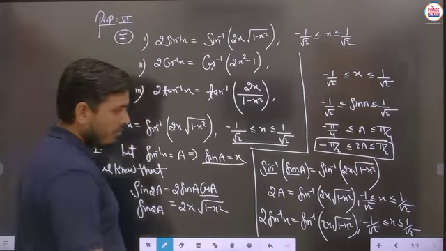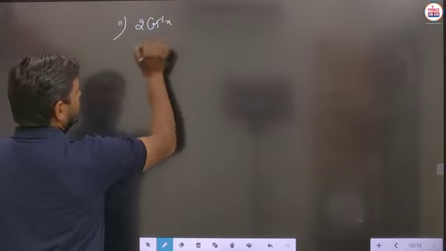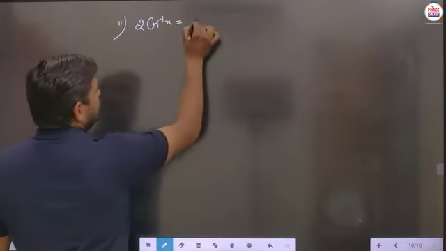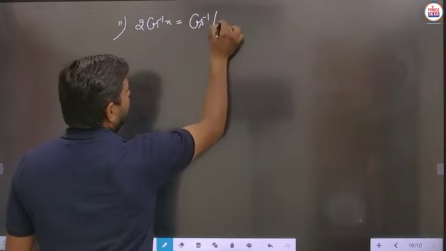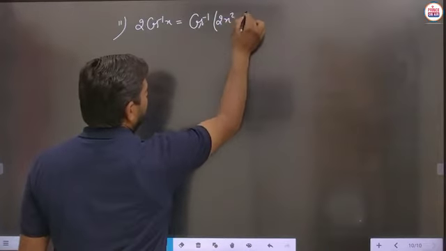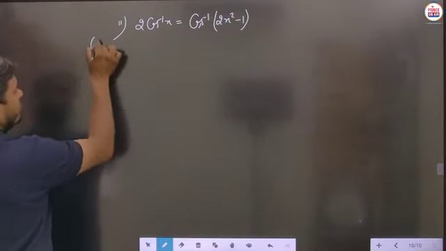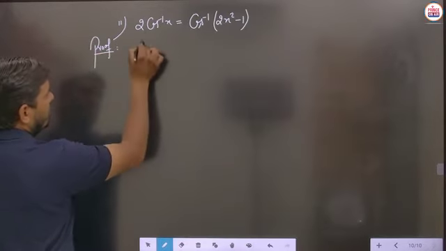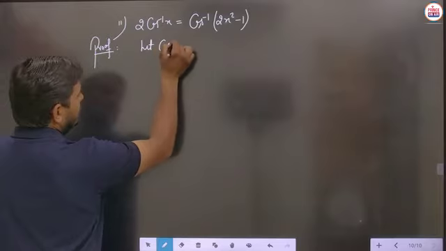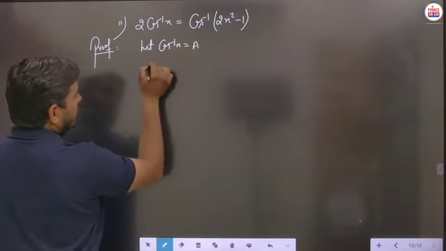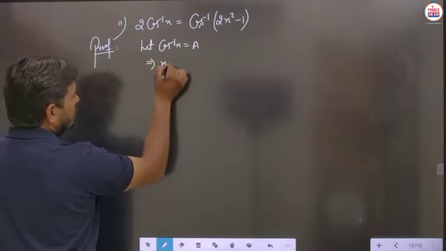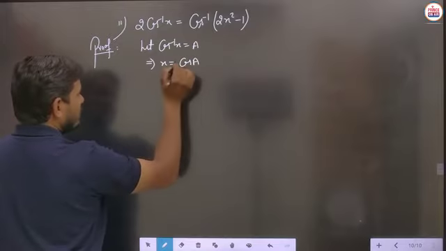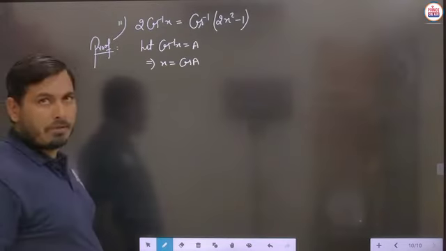The second part will be written like this: 2 cos inverse x will be taken as cos inverse of 2x square minus 1. So let us see the proof of this section. In this part let cos inverse x be a. This implies x will be written as cos a. Is it clear?